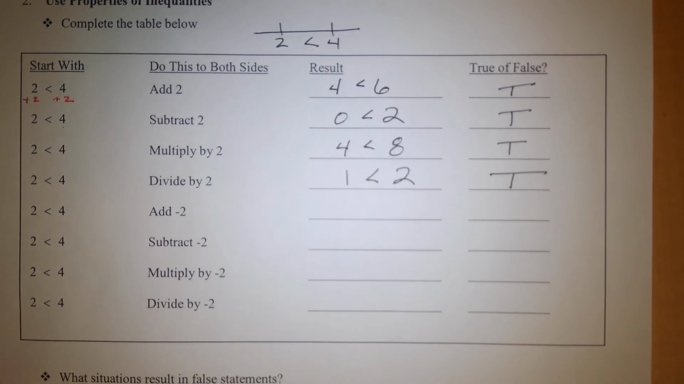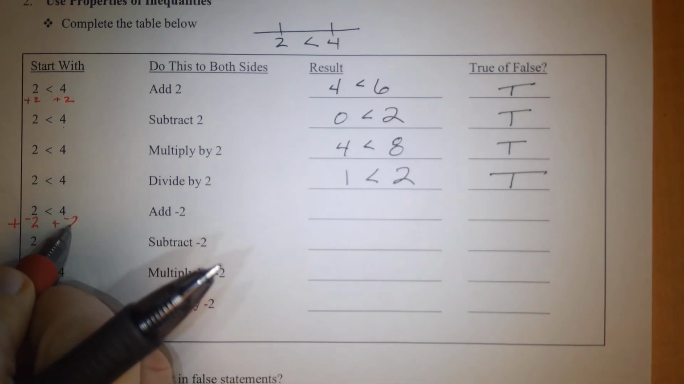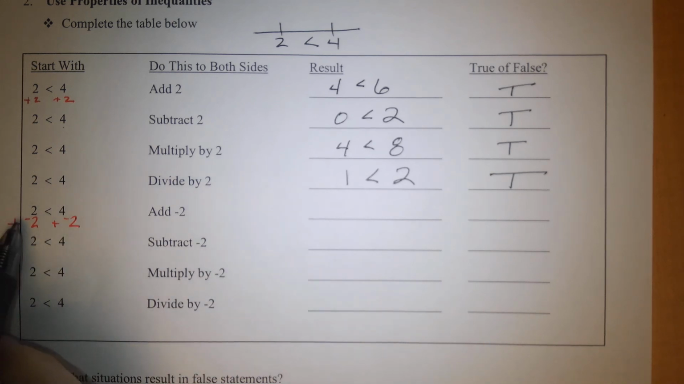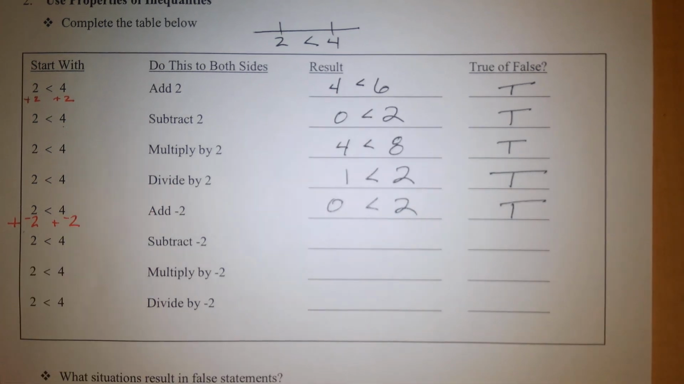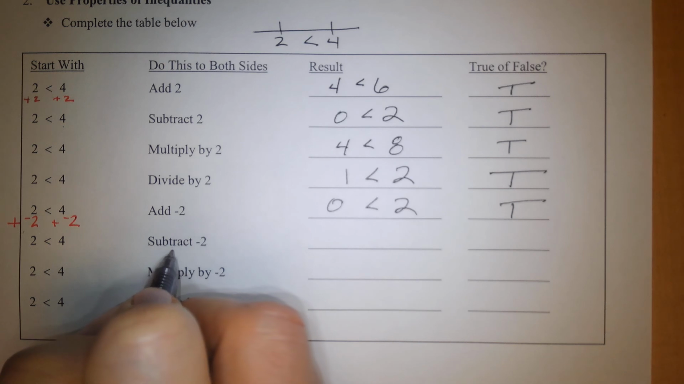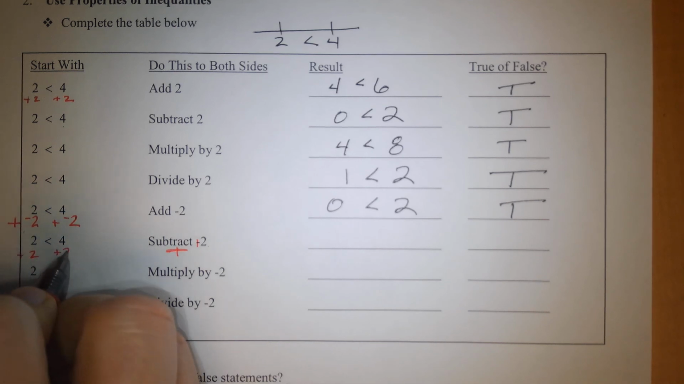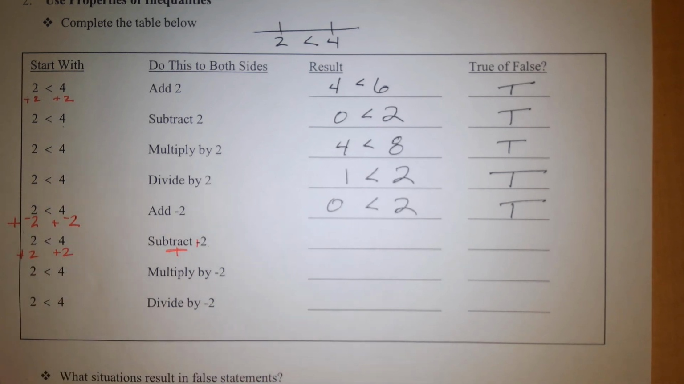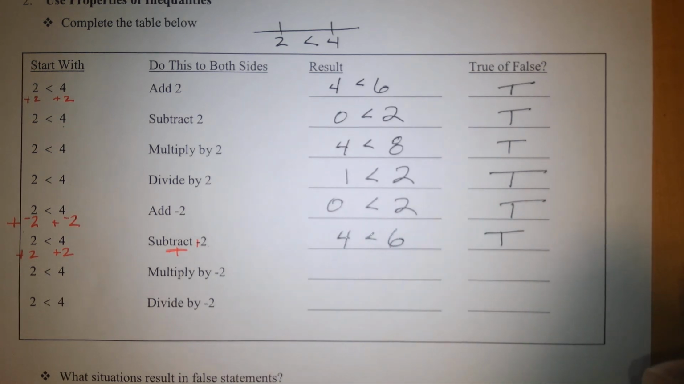Let's try doing the same thing with negative numbers. So let's add a -2. So we're going to add a -2 to both sides. So that means I have 0 is less than 2. That's a true statement. Now if I subtract a -2. Now remember, subtracting a -2 simply just means you're adding it. So really all we're doing is adding a 2 to both sides. So that becomes 4 is less than 6, which again is a true statement.